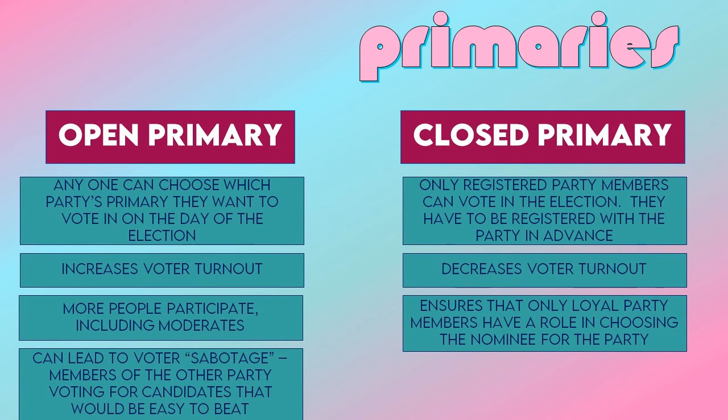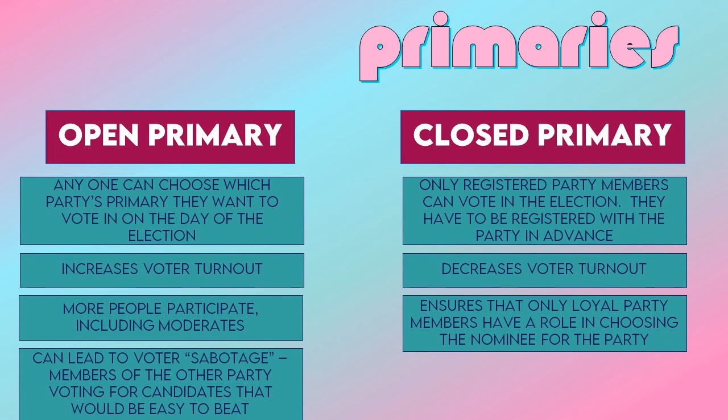In the closed primary, this is only open to party members. You have to be registered with the party in advance. So this is going to make voter turnout go way down because very few people are even registered with their party. But this is what parties want to do when they want to make sure that only the most loyal party members get to choose their nominee for the party. States have different deadlines for when you have to register with the party.